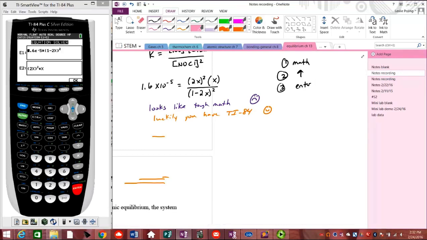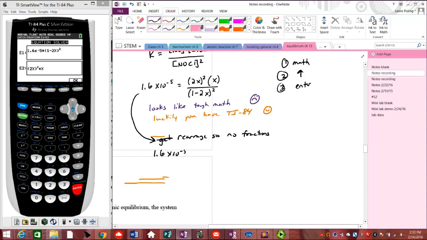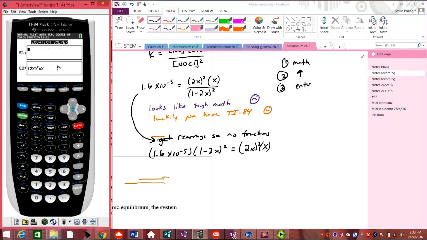Okay. And you want to rearrange so you have no fractions. So that means 1.6 times 10 to the minus 5 times 1 minus 2x squared equal to 2x squared times x. You could put in the fractions. It's just easier not to. And mine still has this in it, so let's clear mine out so that I have to enter this whole thing.